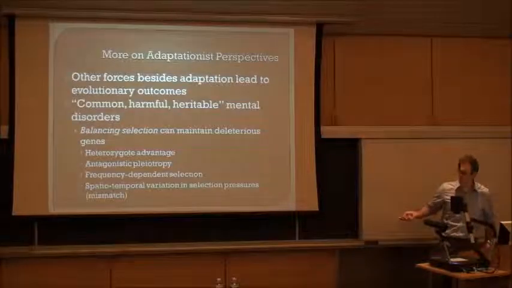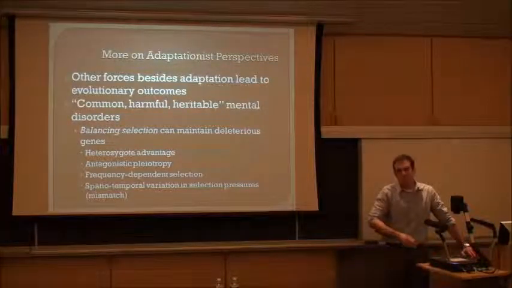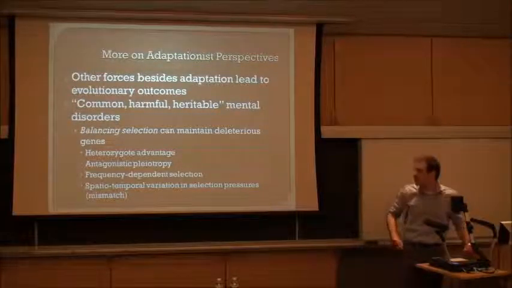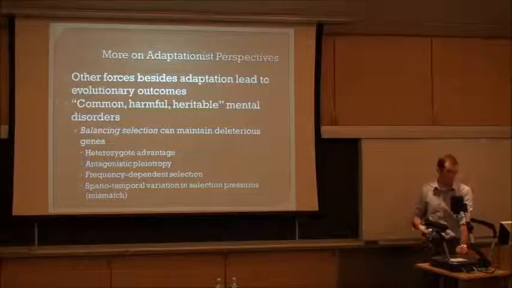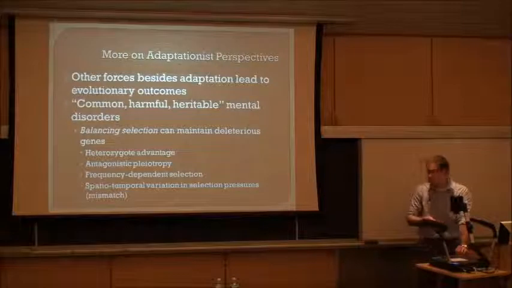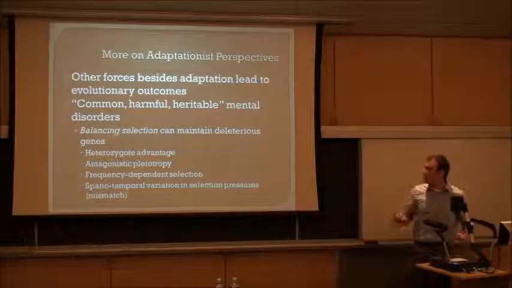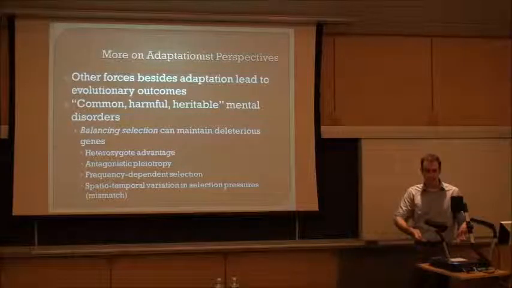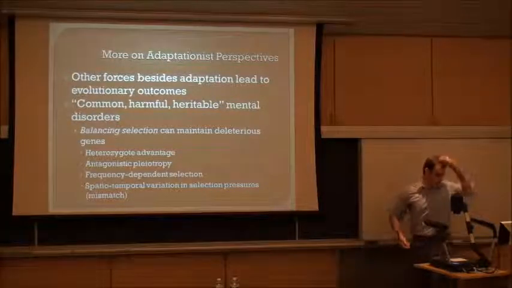So obviously there are problems with adaptations with respect to mental illness, because mental illness, for the most part, not always, I mean, it seems to be on the surface a problem for your fitness, right? For your reproductive capacity. So it's of course the case that other forces besides adaptation can lead to evolutionary outcomes of any type. And Keller and Miller, Jeffrey Miller, that is, and Matthew Keller have this phrase: how do we explain mental disorders which are common, harmful, and heritable? Right. So they seem to be net fitness disadvantage genes here, and they're common and they're heritable. How do we explain that?